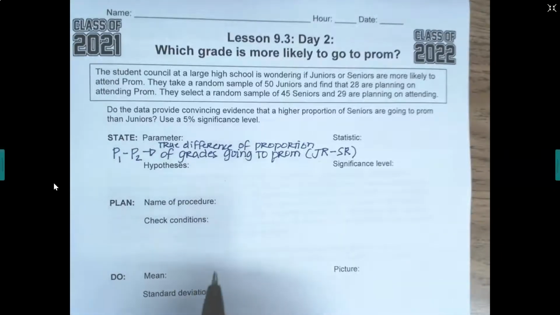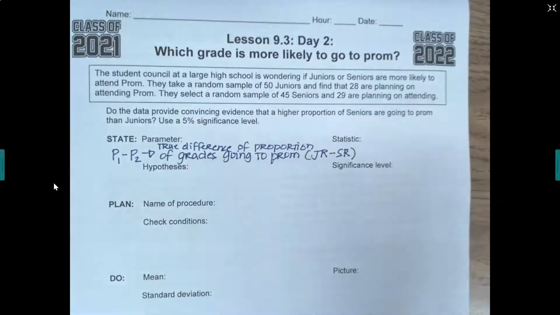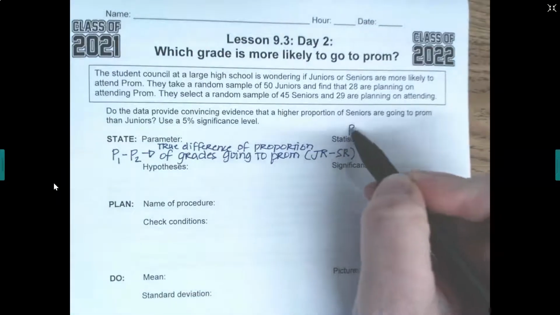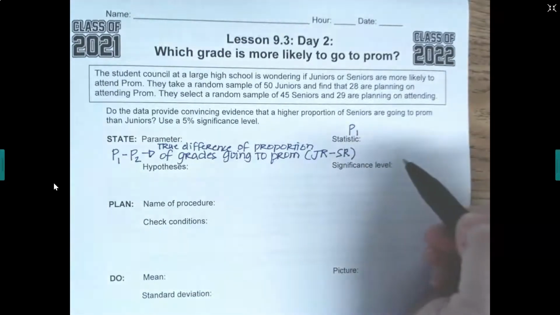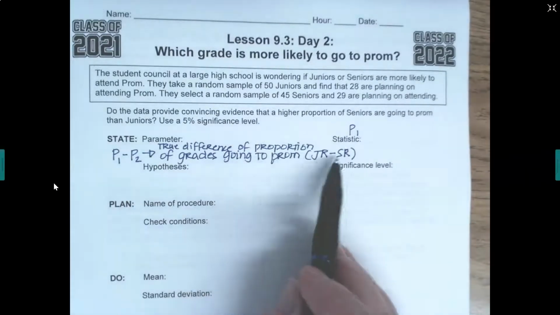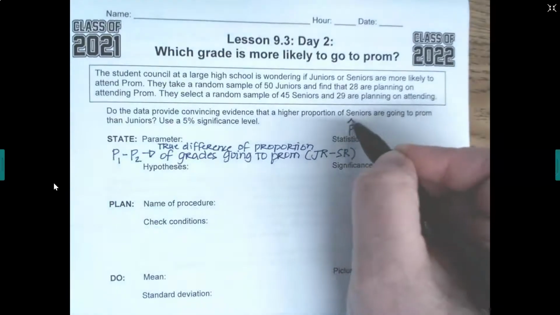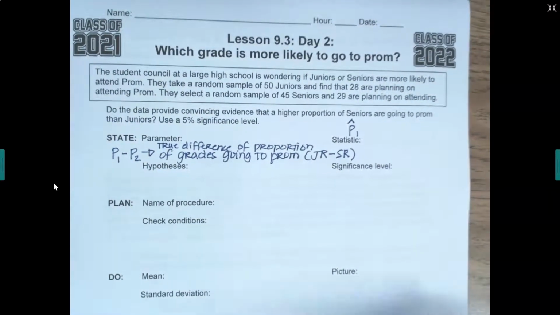So our hypotheses. Let's hold off on this until we get our statistics. Let's pull them out of our scenario here. So remember, we're going to talk about the p hat 1, that means juniors, because we said junior minus senior, and the order is p hat 1 minus p hat 2. And this is a statistic, so it's going to have a hat on it.